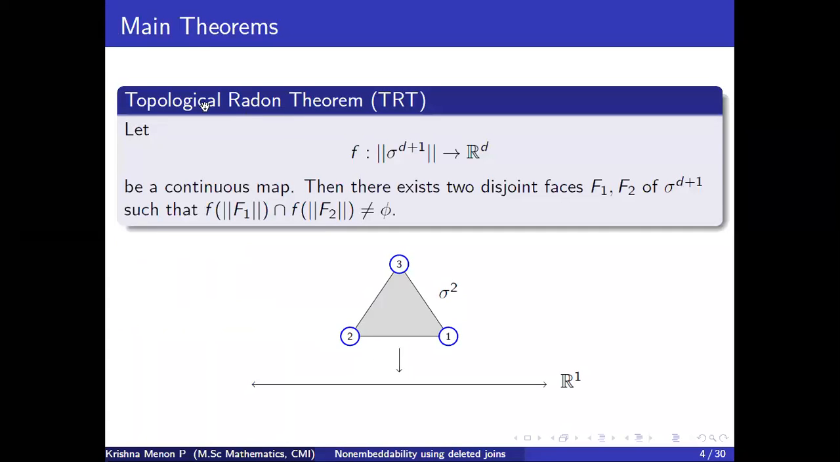So this is the theorem we have already seen, the topological Radon theorem. I'll just briefly tell it again. If there is a map from sigma d plus 1, which is the d plus 1 dimensional simplex, to R^d, then there are two disjoint faces whose images intersect. Okay, and just as Urshita explained, this is the simplest case, t equal to 1. Some vertex and some point on the opposite edge will get identified. That's what this theorem is saying.